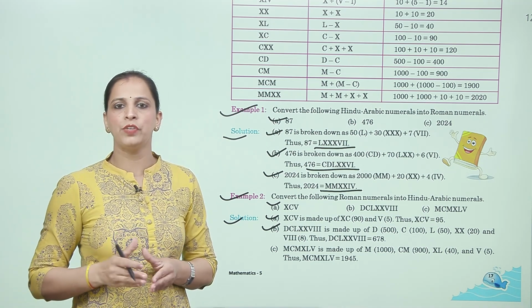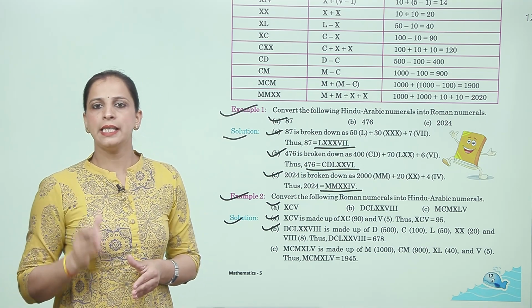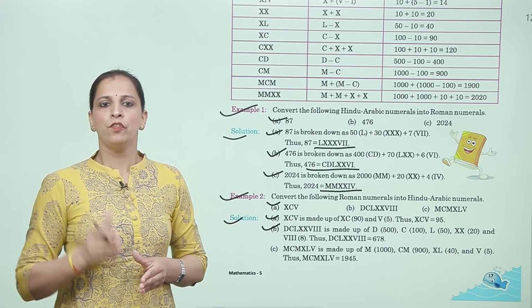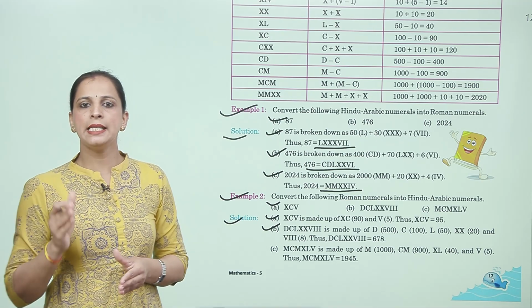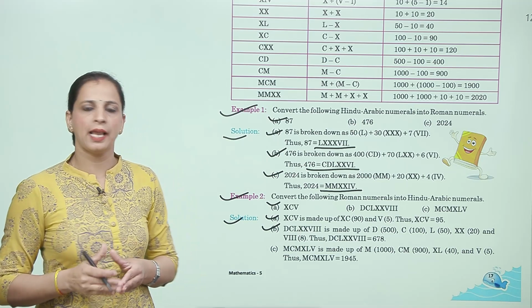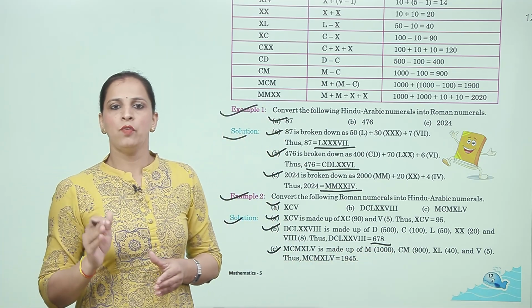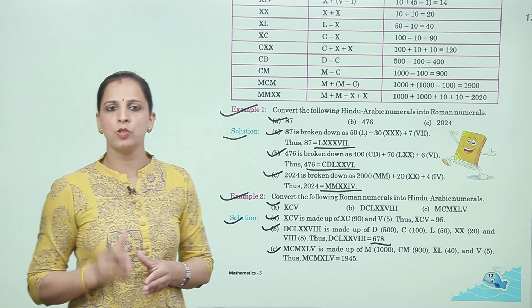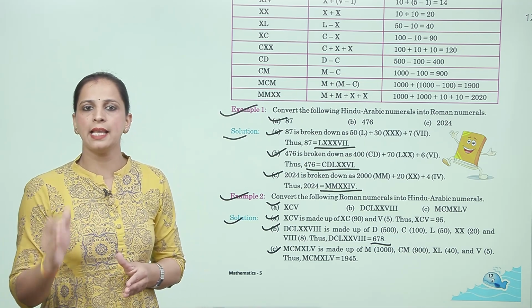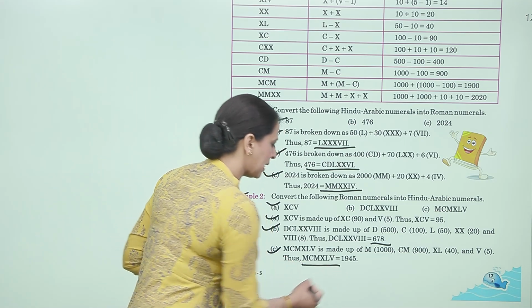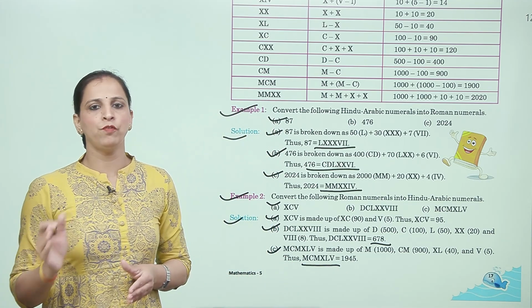DCLXXVIII is made up of D, that is 500, C is 100, L is 50, XX is 20 and VIII is 8. Thus, DCLXXVIII is 678. MCMXLV is made up of M is 1000, CM is 900, XL is 40 and V is 5. Thus, MCMXLV is 1945.